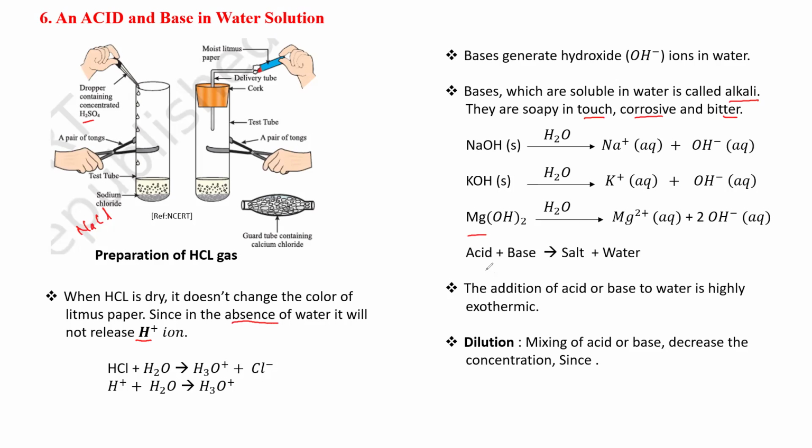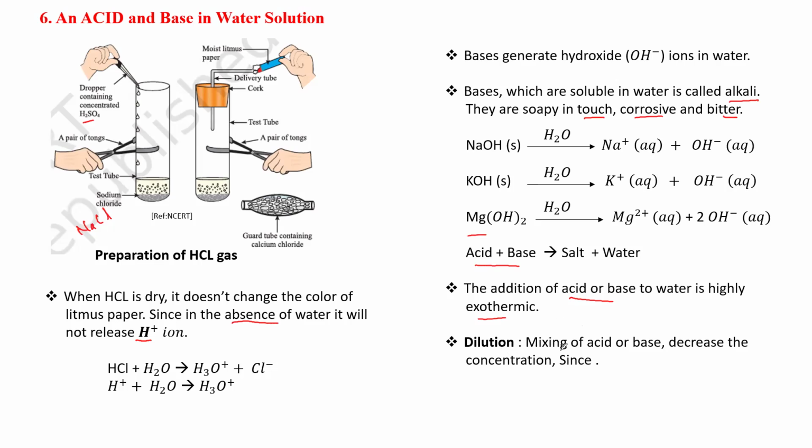This reaction we have already seen earlier: when acid and base react together, they provide salt as well as water. This is a highly exothermic reaction. When you mix acid or base with water, it produces a lot of heat. That is called an exothermic reaction, a reaction in which heat is generated.